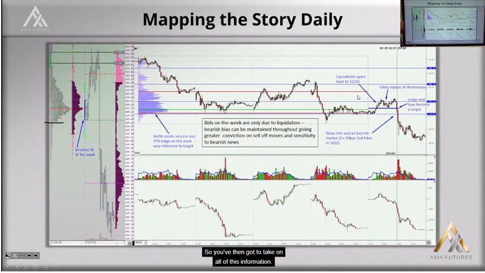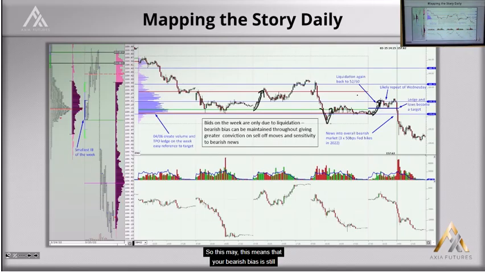So you then have to take on all of this information and build it into your story for the next day of the week, the final day of the week. What we get here, if you think about the way the market has traded, is that every move up has only really been due to liquidation. You get this move up here, liquidation. Bounce off the low, flash down, quick liquidation. We hold 07, liquidation up. And that's what you're seeing from here on the profile, this single print charge up early on.